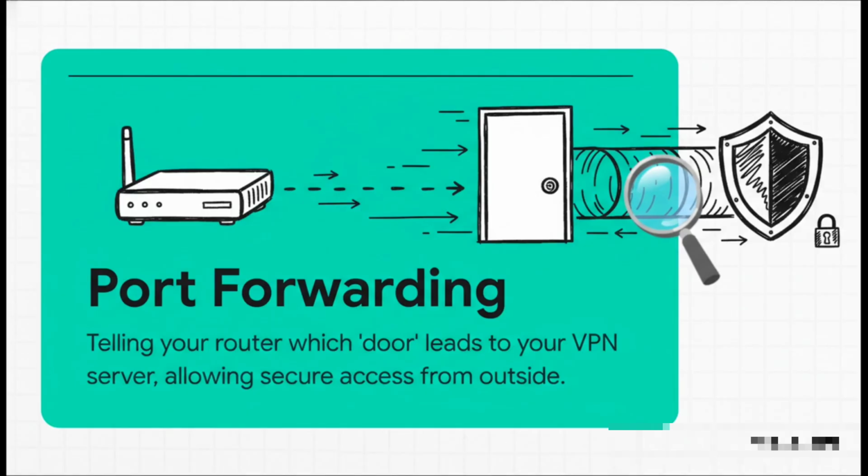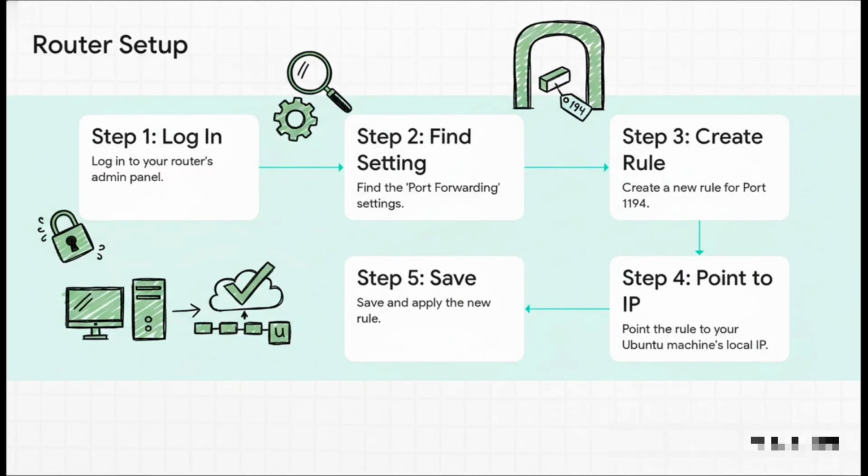It's kind of like putting a specific house number on the entrance to your private tunnel so your devices know where to go. All you got to do is log into your router, find the port forwarding section, it's usually under advanced or firewall settings, and then create one simple rule. You just tell it the port number, that's 1194, and the local IP address of the machine where you installed the server. Save it, and bam! The gateway is officially open for business.